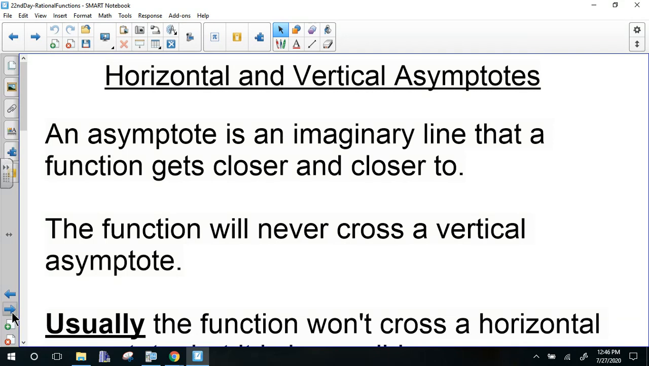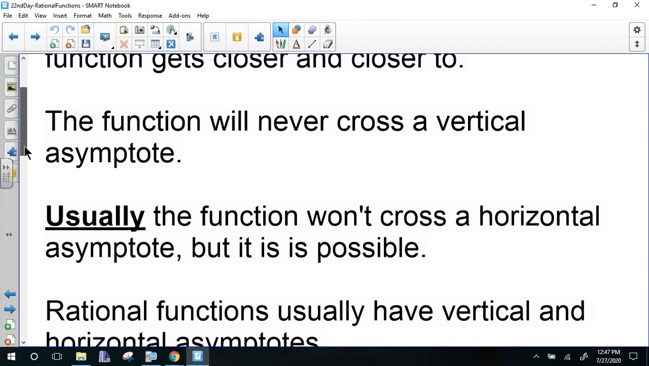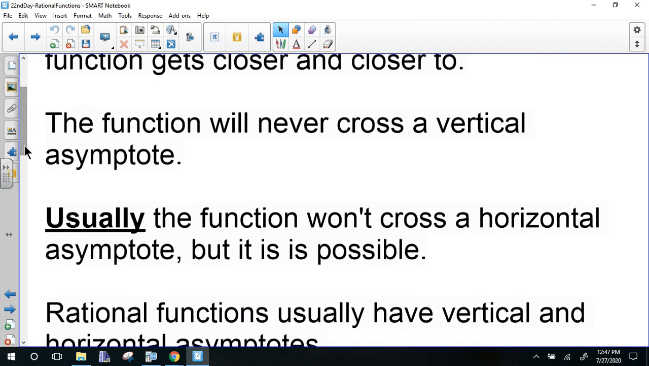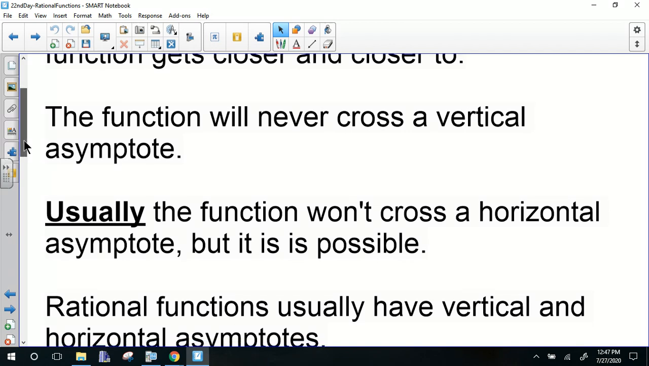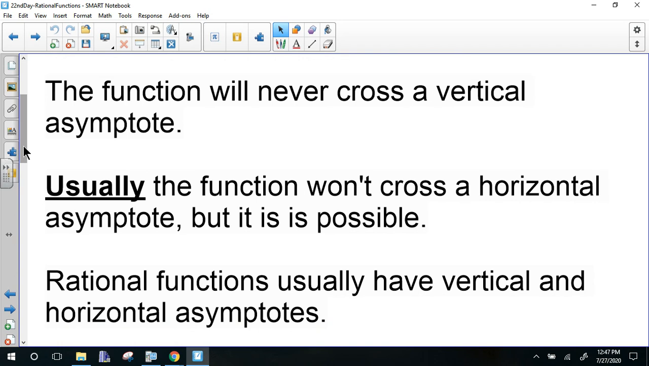So let's talk about where rational functions are undefined. They are undefined at what we call horizontal and vertical asymptotes. An asymptote is an imaginary line that a function gets closer and closer to, but never really crosses, except the function will never cross a vertical asymptote, and usually the function won't cross a horizontal asymptote, but it is possible. Okay? So you can cross a horizontal asymptote, it is possible, but no verticals.